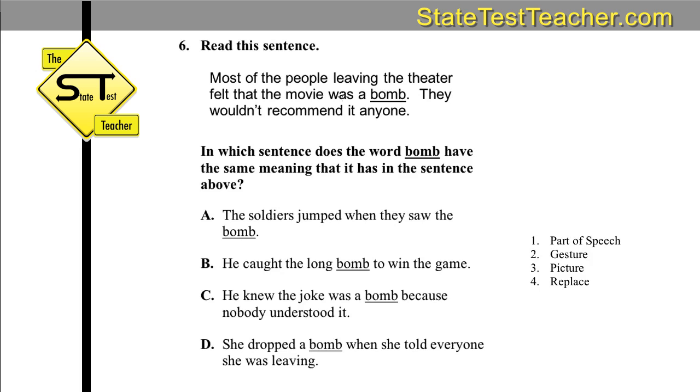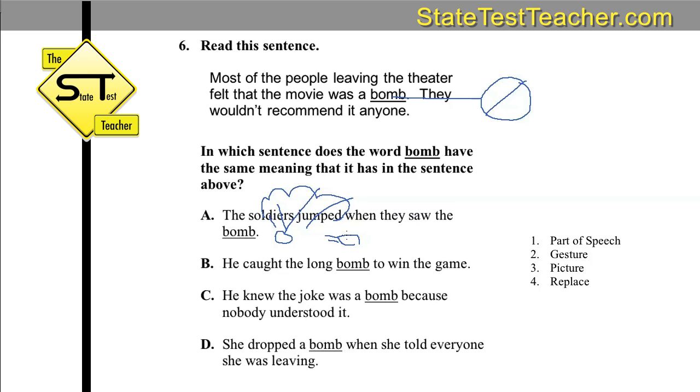The third strategy is pictures. I would draw a picture for each of the underlined words, and I would see which two pictures match. In this case, I felt the movie was a bomb. I would draw one of those don't signs, as in don't watch the movie. For answer A, I would say the soldiers jumped when they saw the bomb, something exploding. And for B, he caught the long bomb to win the game. In this case, I would draw a football.